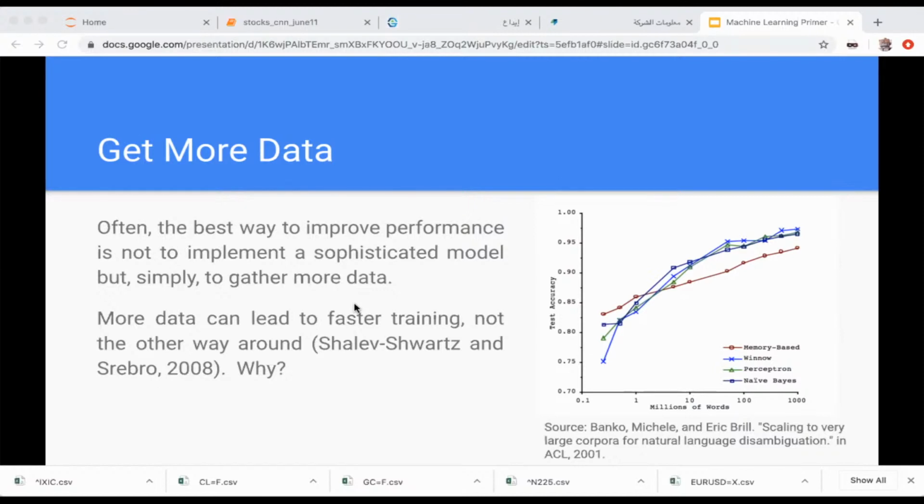Dr. Ibrahim, can you define what you mean by sophisticated model? Yeah.